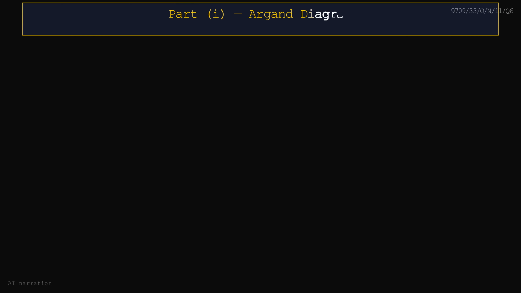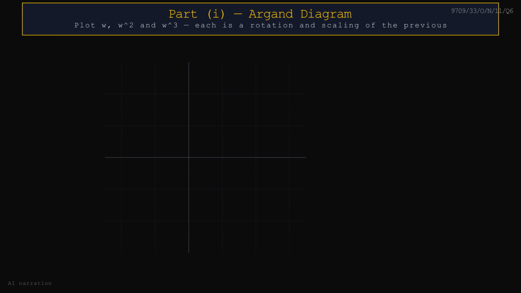Argand diagram. Plot W, W squared, and W cubed. Each step is a rotation and scaling of the previous. Draw the Argand plane with real and imaginary axes. Plot the origin and the 3 points W, W squared, and W cubed. Label each point. Dashed radii from the origin to each point.